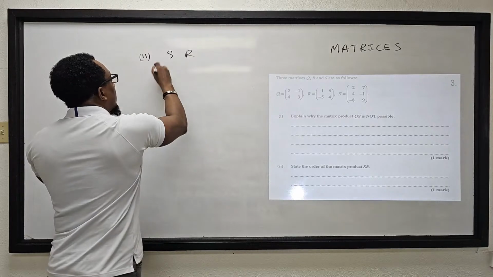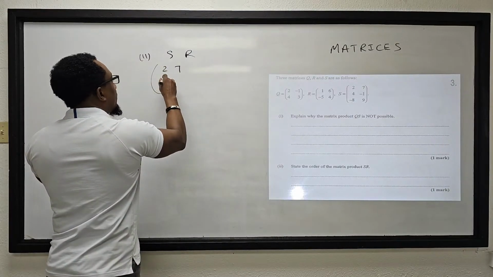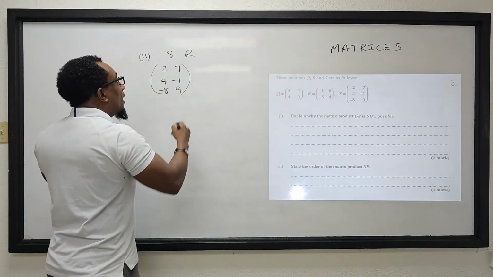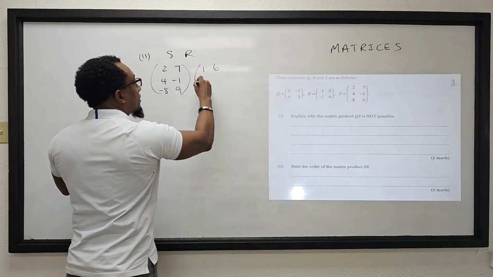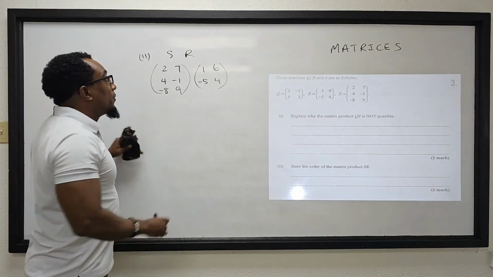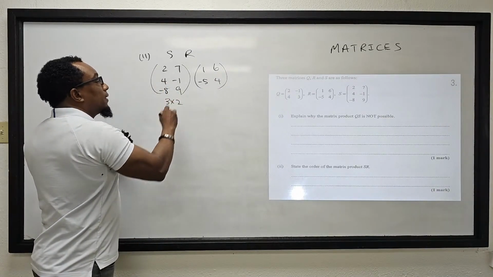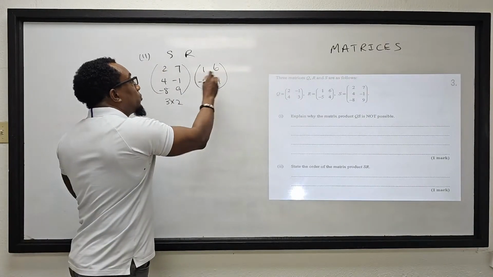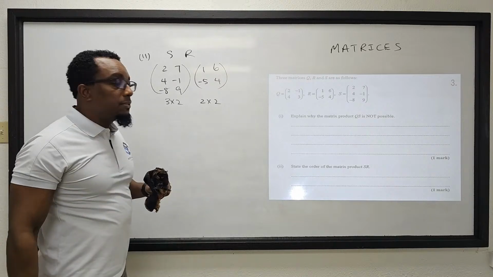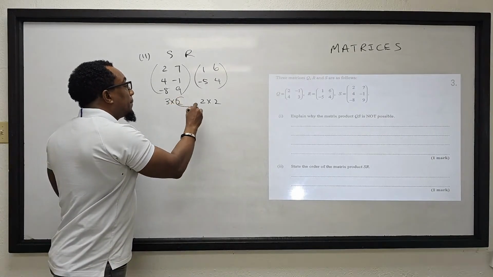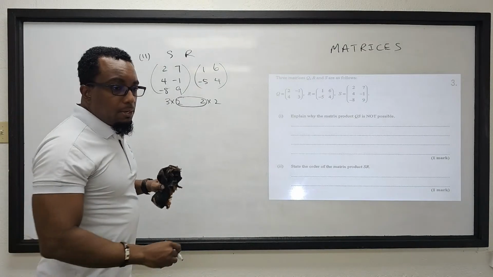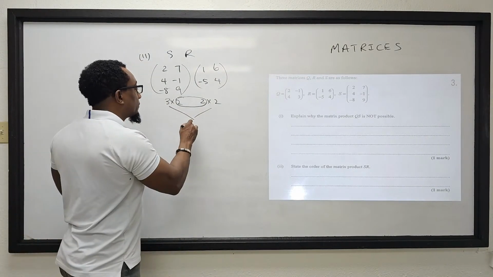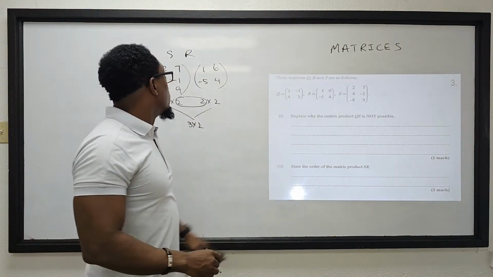So SR, S is 2, 7, 4, negative 1, negative 8, 9. And R is 1, 6, negative 5, 4. So we know this will be 3 rows, 2 columns. Rows run horizontally, 2 columns running vertically. R will be 2 rows by 2 columns, a 2 by 2 matrix. The 2 inner numbers are the same, so we can multiply them. The outer numbers will tell us the end result is a 3 by 2 matrix. So that will be the answer for part 2.